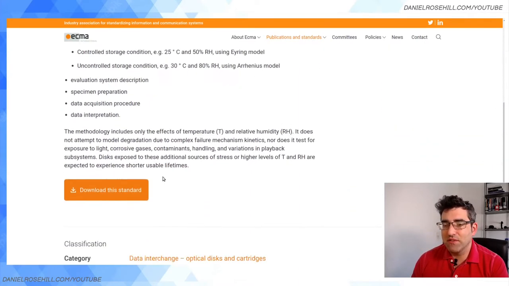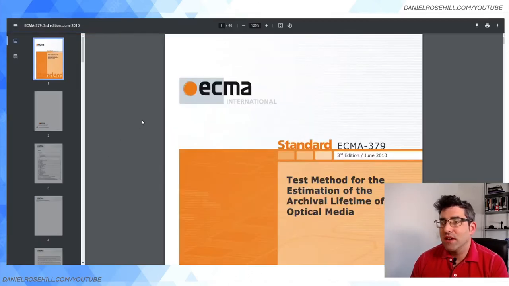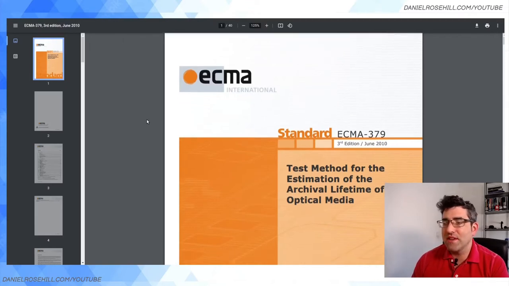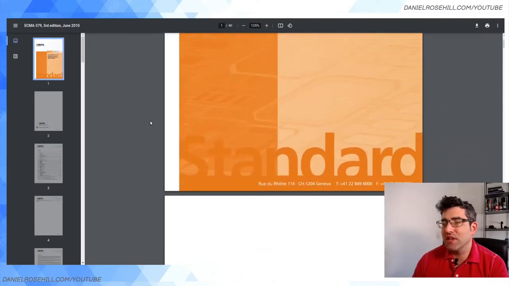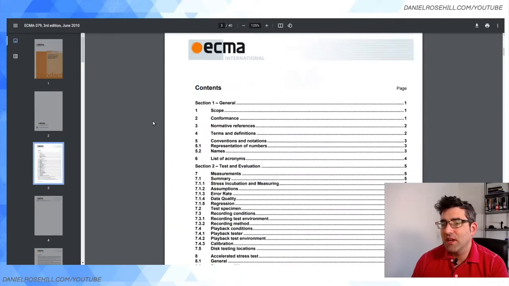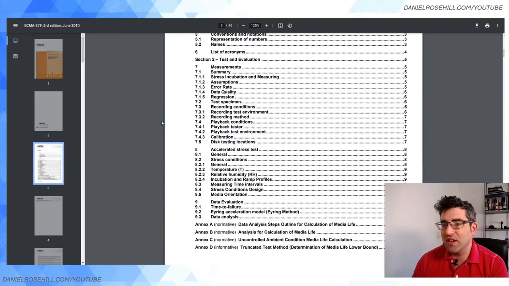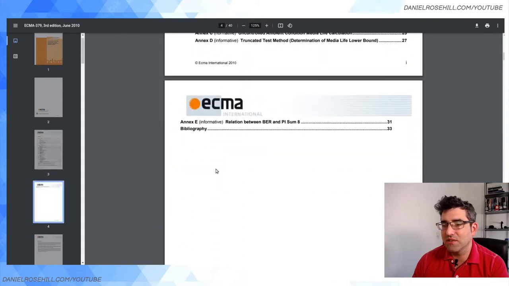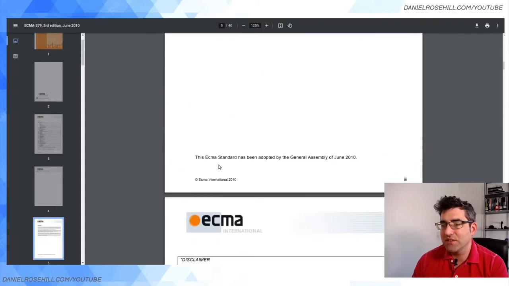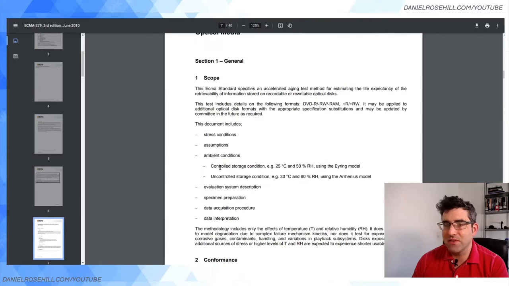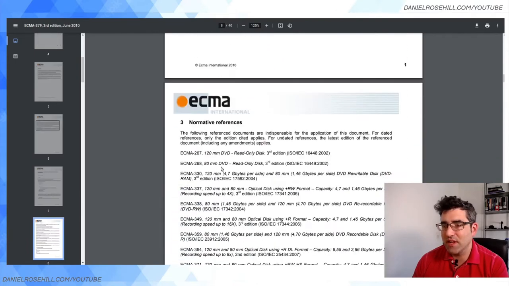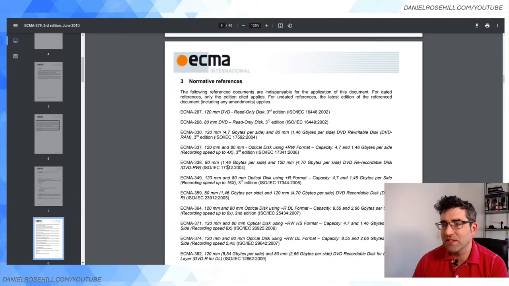If you really want to, let's download the standard and take a look. ECMA test method, a 40 page document for the estimation of the archival lifetime of optical media. This stuff is standardized and you can go through it and go through it and maybe lull yourself to sleep as you go through it.